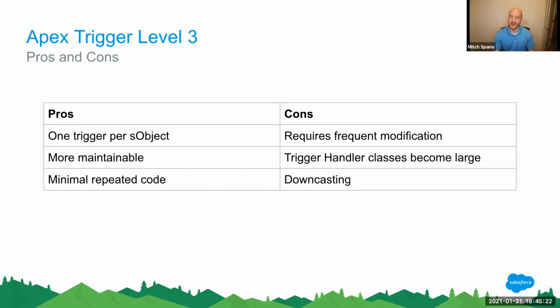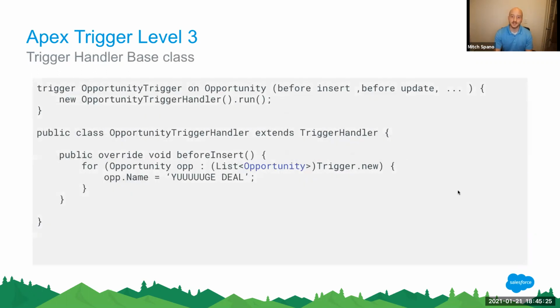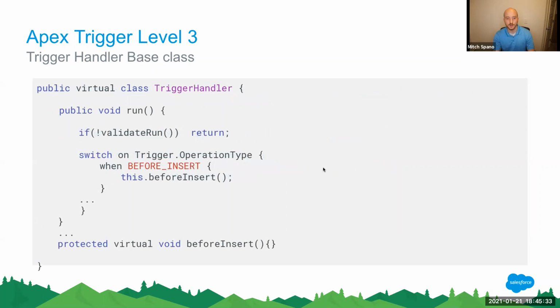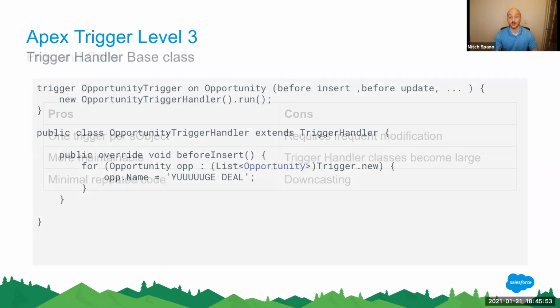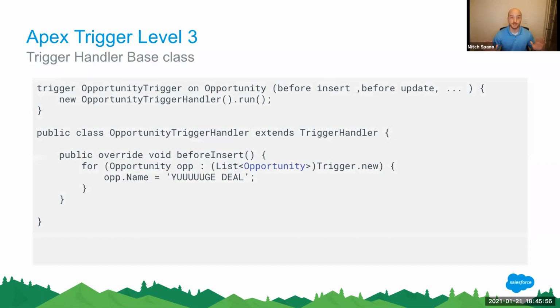And then one other thing that I personally don't like is downcasting. We don't need to get into it too much here, but when you use this framework, if you take a look right here, this Trigger.new is actually a list of SObjects. So we need to tell the framework, hey, I know that these are SObjects and I know that they're opportunities, so we cast that to a list of opportunities. I'm not particularly fond of that, but in general, this is the gold standard for how Salesforce implementations and trigger handlers are written in the ecosystem.